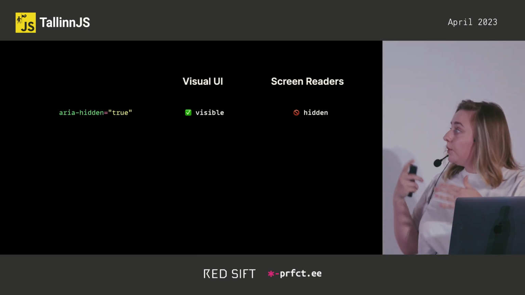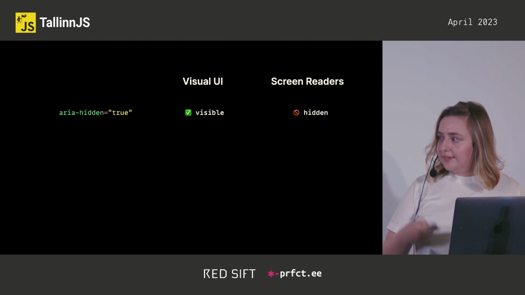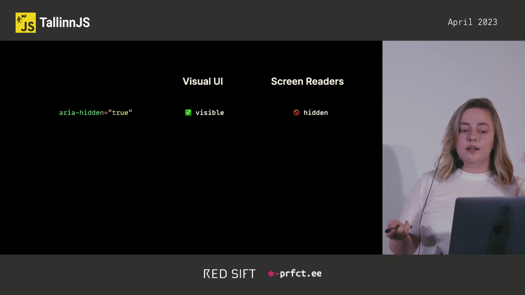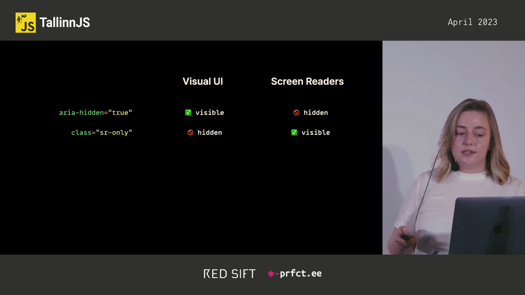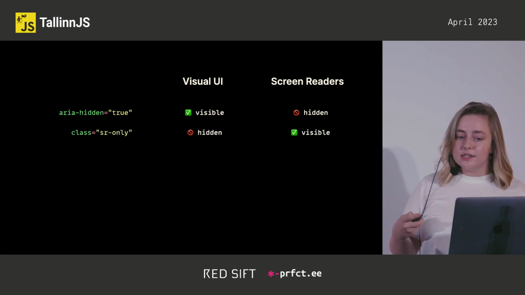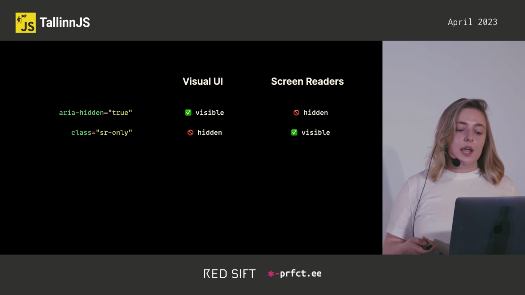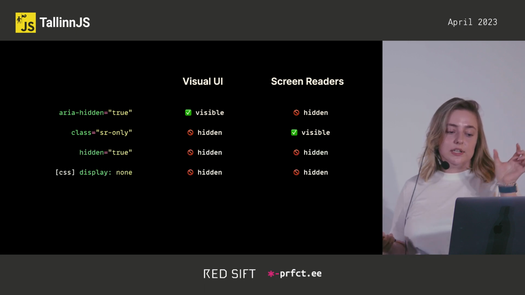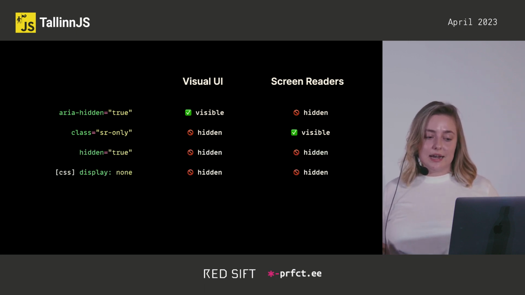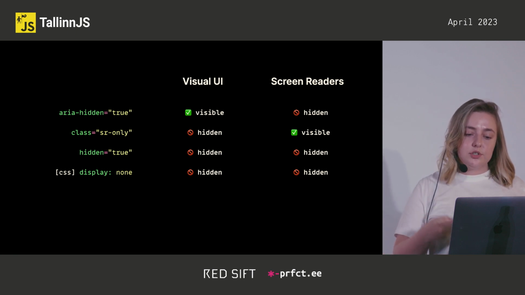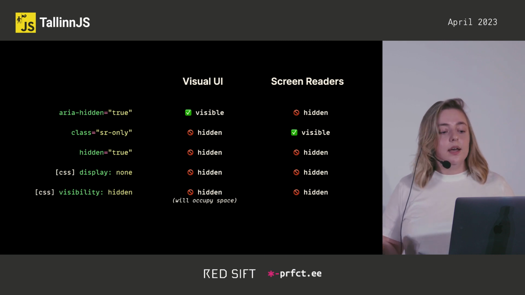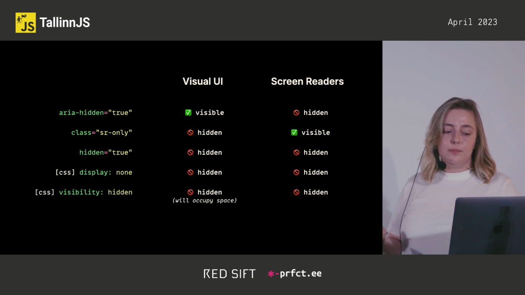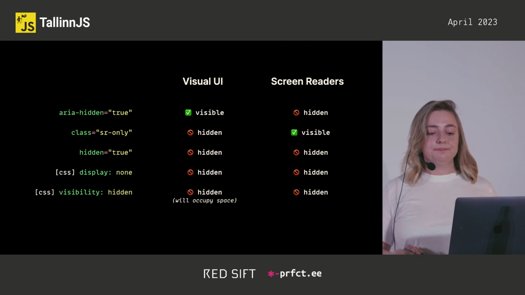Let's go a little bit over different ways to hide things. So aria-hidden is visible in the visual UI and hidden for the screen readers. We already discussed the screen-readers-only or visually-hidden class. It is basically vice versa. If you have something that is hidden through the hidden attribute in HTML or display: none in CSS, it is hidden from both the visual UI and screen readers. And if you use visibility: hidden, I don't know why, but it will also be hidden from both places, but it will still occupy some space in HTML.